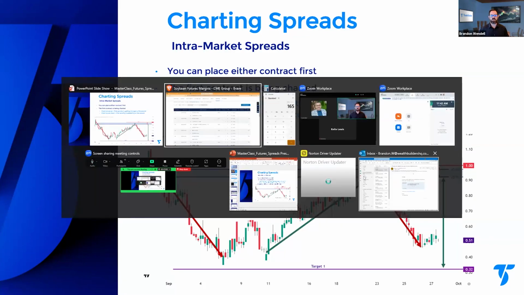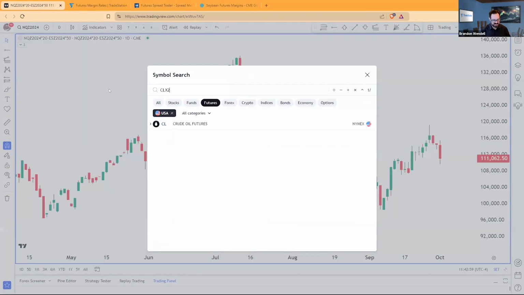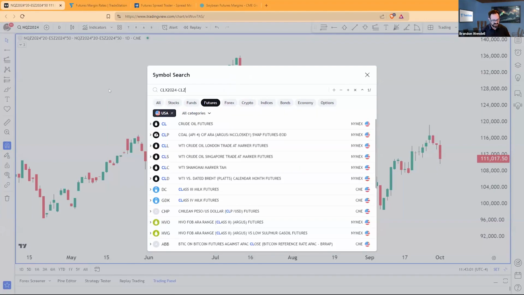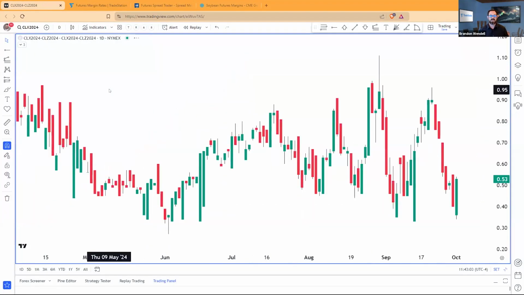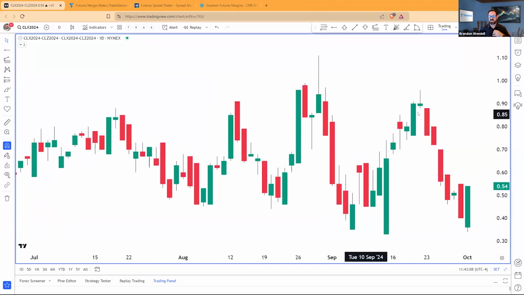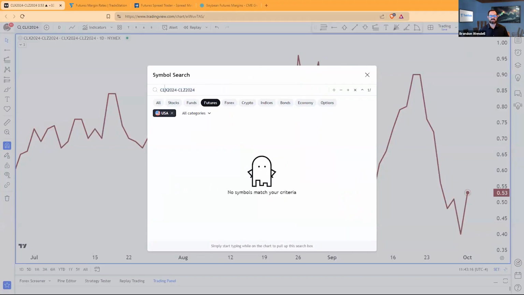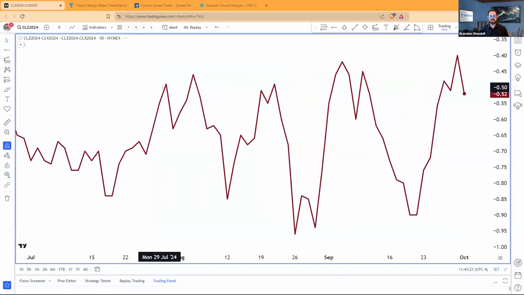So just kind of pointing this one out real quick, I'll show you the difference. If I do CLX 2024 minus CLZ 2024, that's the spread we just talked about, right? And that's it. I could do it as a candle chart. I could do it as a line chart. It really doesn't make a difference. Or if I wanted to reverse this, CLZ minus CLX, it just goes the opposite direction. And I can buy that or I can sell that. It doesn't matter. Whatever you want to do.